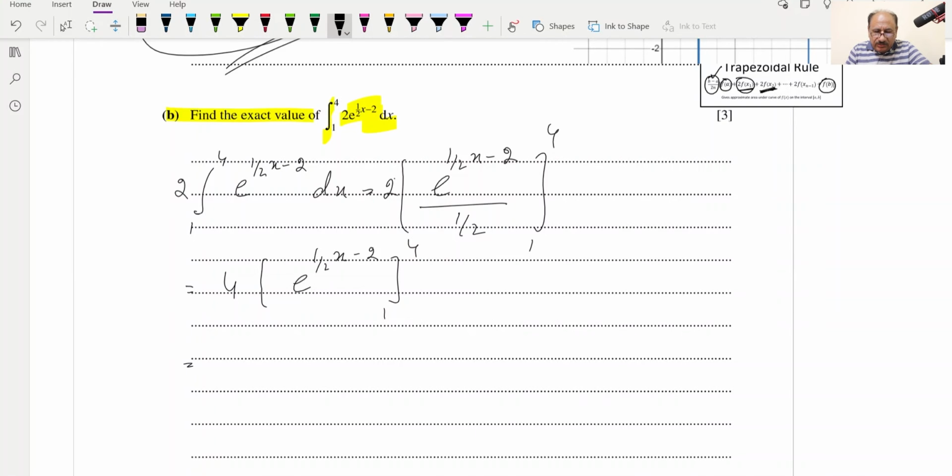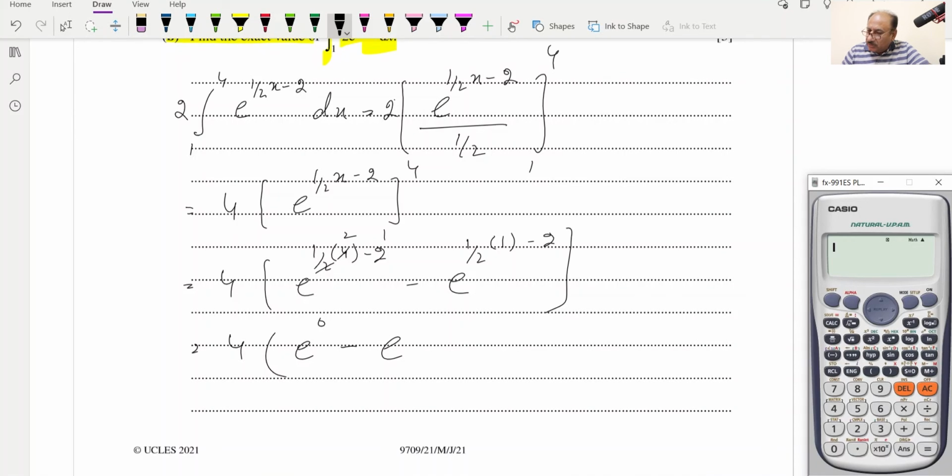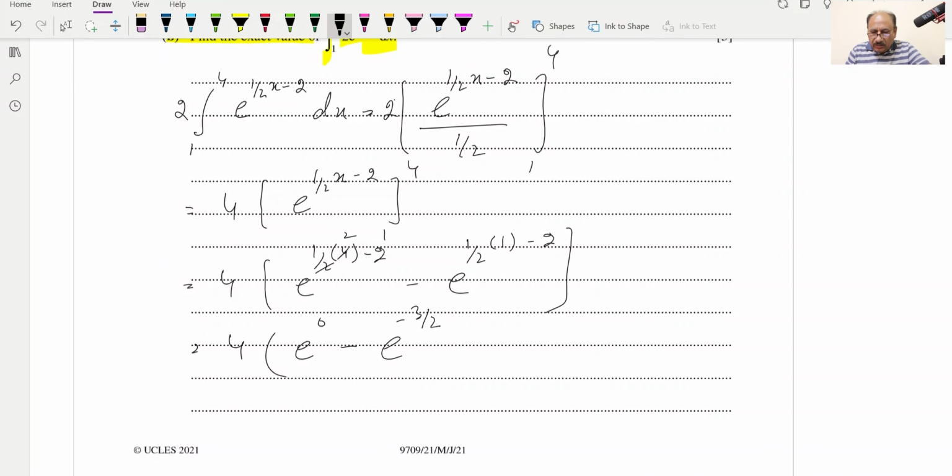Now we can rewrite this as first the upper limit, so it will be e raised to 1 by 2 into 4 minus 2, and the lower limit will be e raised to 1 by 2 into 1 minus 2, and this one will be simplified as 4 into e raised to 2 minus 2, which is 0, so e raised to 0, and minus e raised to the power 1 by 2 minus 2, so it will be 1 over 2, and minus 2 will be equal to minus 3 by 2, so minus 3 by 2. And this is basically 1, so we can write 4 into 1 minus e raised to the power minus 3 by 2, or we can multiply 4 inside, and our answer will be like this one.